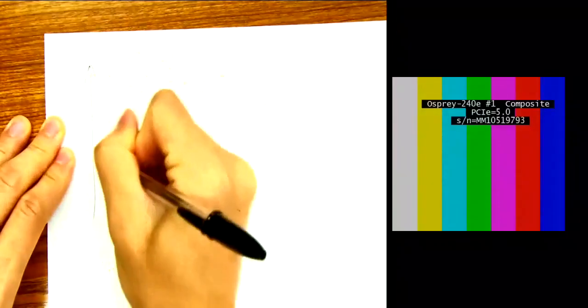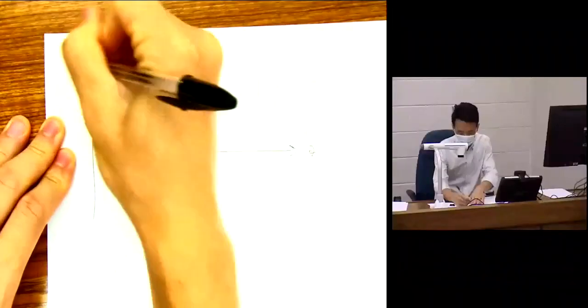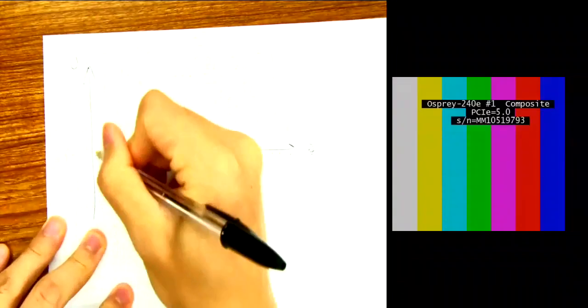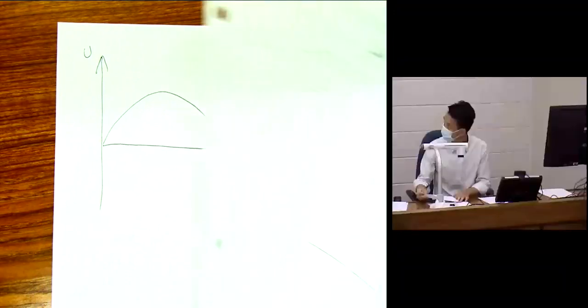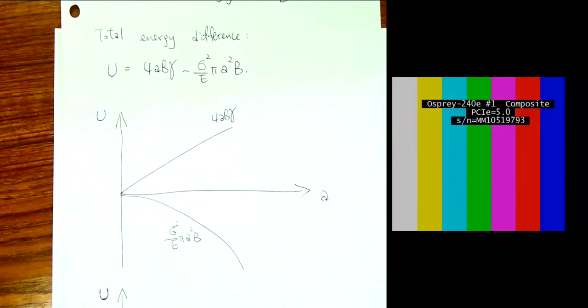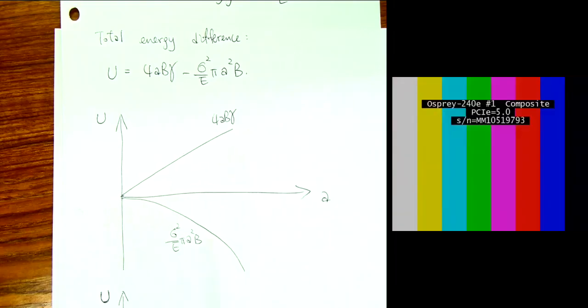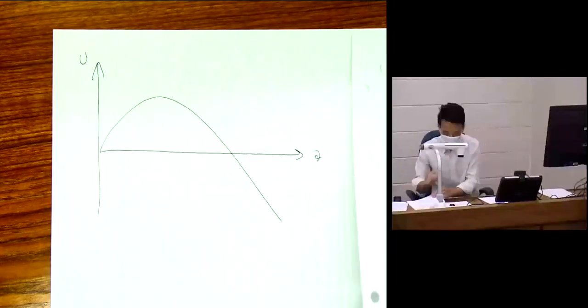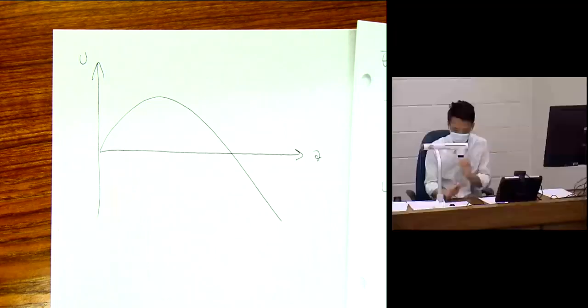So the total energy looks like this. You see this side by side. If you have it in your notes, you have a linear curve and a quadratic curve going down, you add them up, and this is what it looks like.